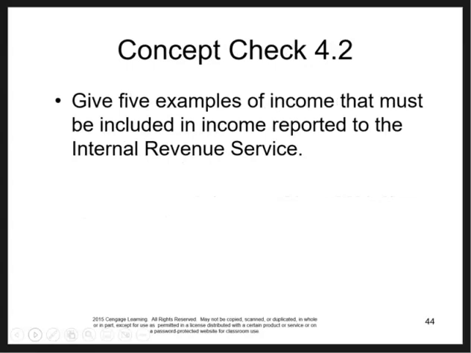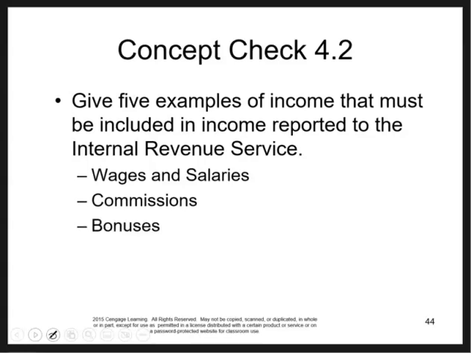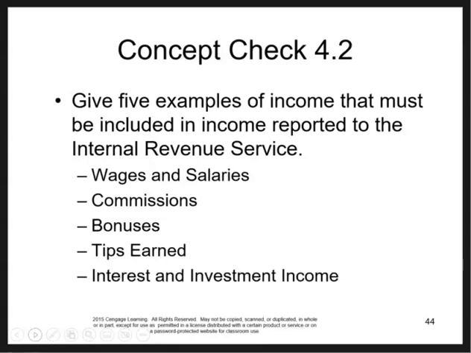Next, five examples of income that must be included and reported to the Internal Revenue Service. That's Concept Check 4.2. Wages and salaries, commissions, bonuses, tips earned, which we all know nobody reports cash tips, but you're supposed to, interest and investment income, and retirement income.